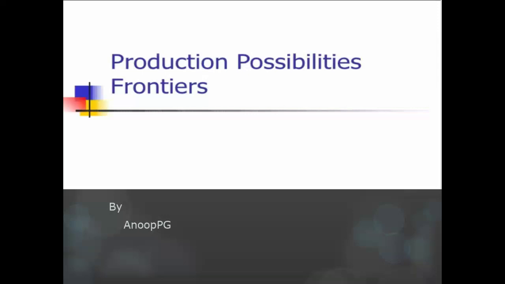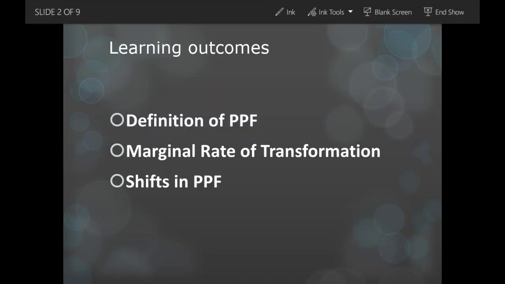So today we are going to discuss a new topic called production possibility frontier, otherwise known as production possibility curve. Let's see the learning outcomes of today's class: the definition of production possibility frontier, what is marginal rate of transformation, and shifts in the production possibility curve. That is two types of shift, forward shift and backward shift, in the production possibility frontier. So this much area we will be covering in today's session.